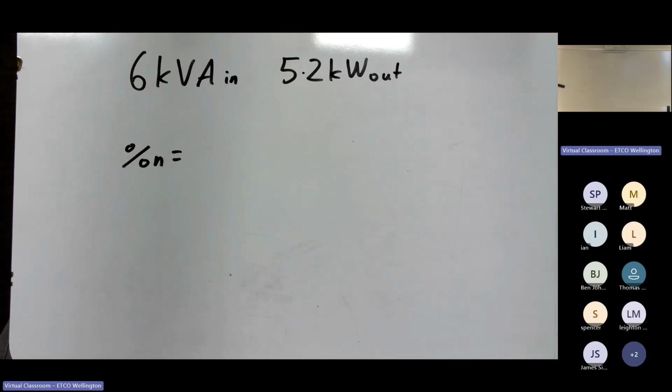Yeah, because your transformer is rated in VA, volt amps, but your load is in watts or kilowatts. So you always have transformers rated in VA, and then the output is in wattage, because a transformer, no matter how efficient, is never going to put out exactly as much as put in.